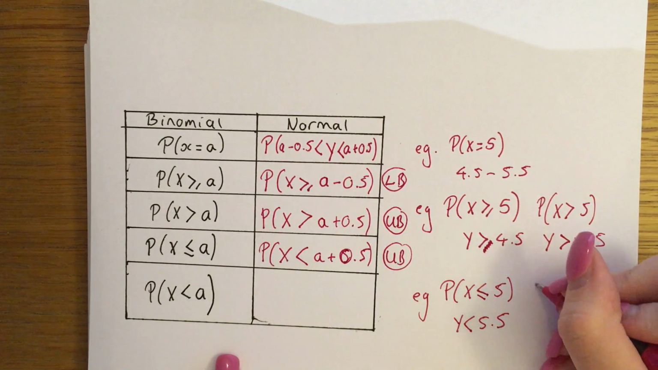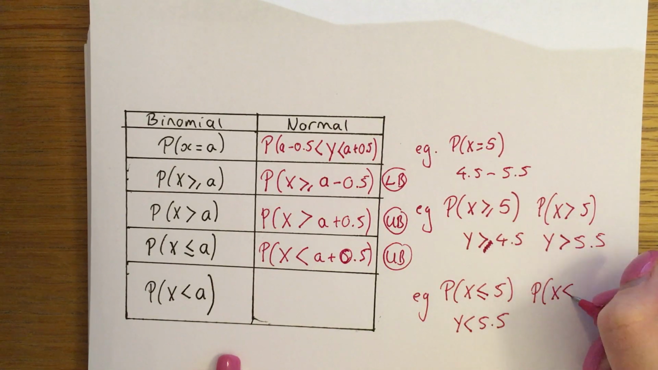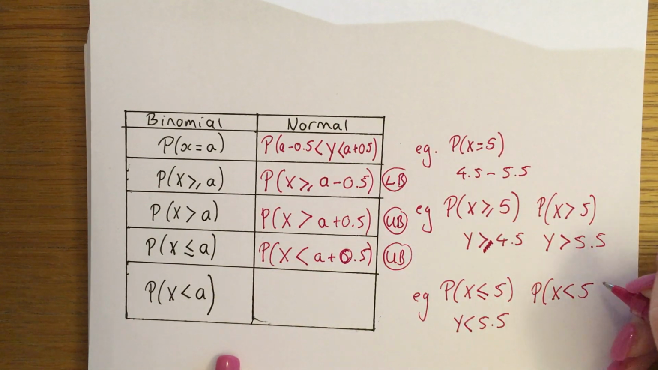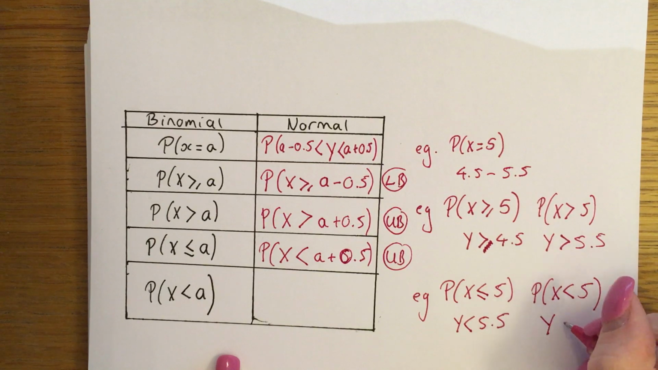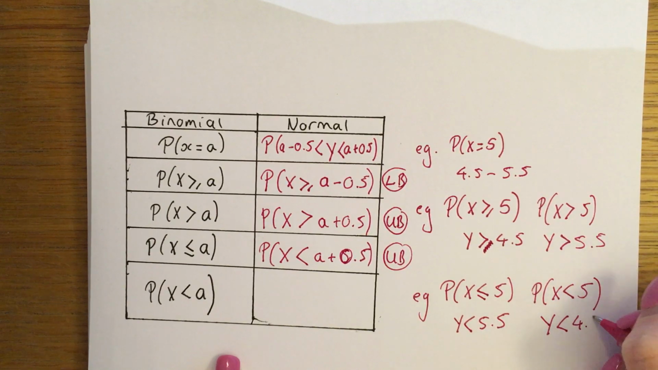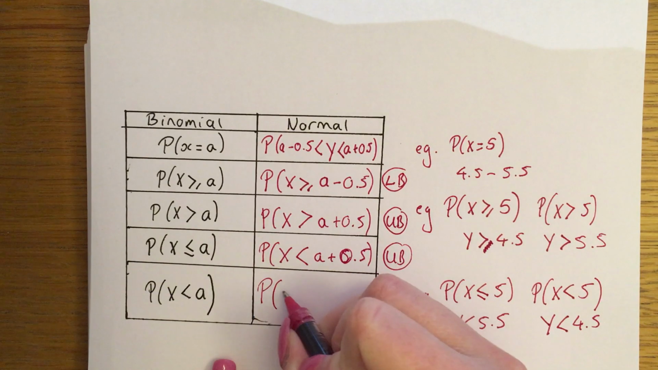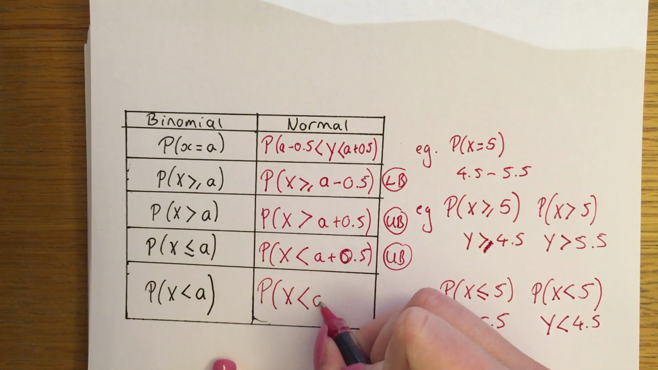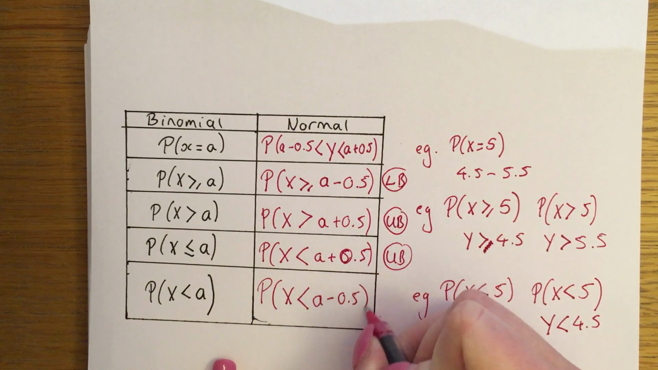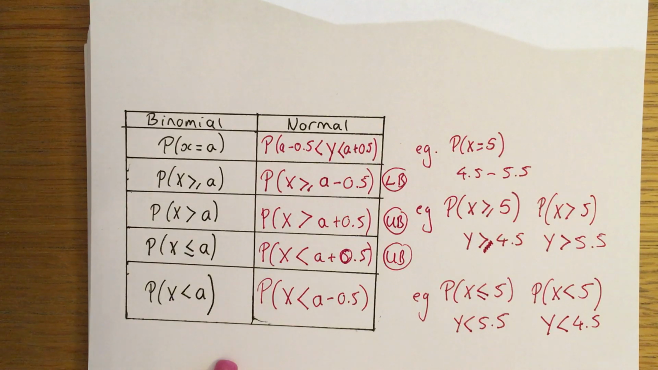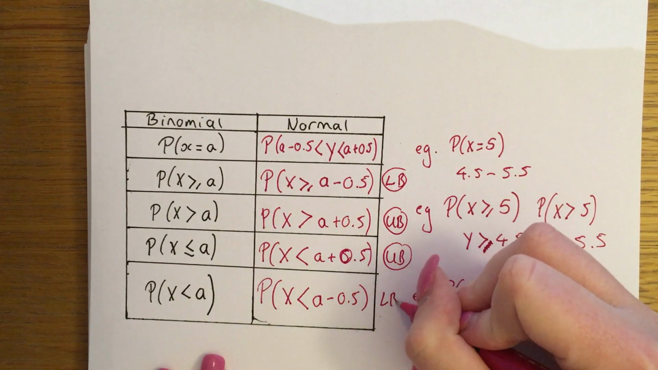So I need anything which could round to 5.5. Whereas if I just want the probability that it's less than 5, I need to look at the values that are less than the lower bound, because if I use, say, 4.6, 4.7, that would round up to 5, and I don't want to include those. So I'd have the probability that x is less than a minus 0.5. So I've put a, and this is the lower bound.